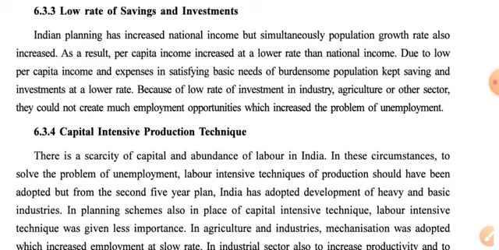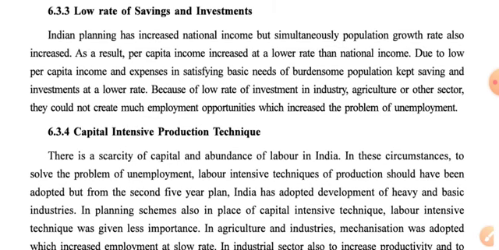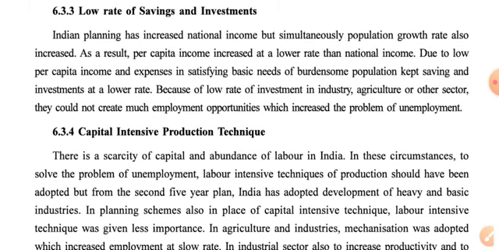Indian planning has increased national income, but simultaneously the population growth rate also increased. As a result, per capita income increased at a lower rate than national income. Due to low per capita income and expenses in satisfying basic needs of a burdensome population, saving and investments were kept at a lower rate. Because of the low rate of investment in industry, agriculture or other sectors, they could not create many employment opportunities, which increased the problem of unemployment.